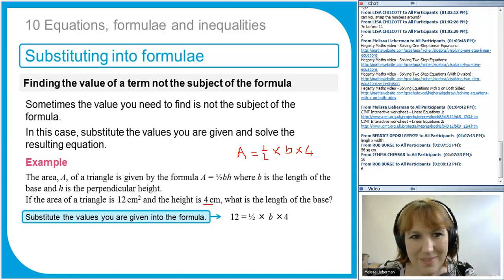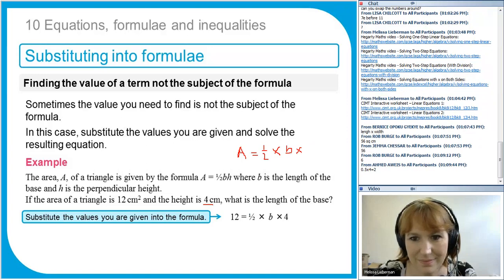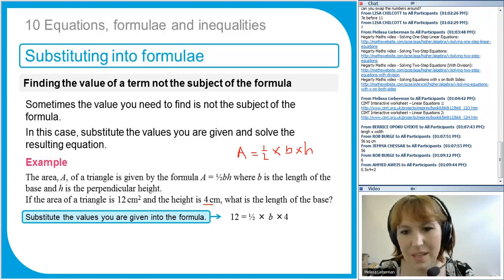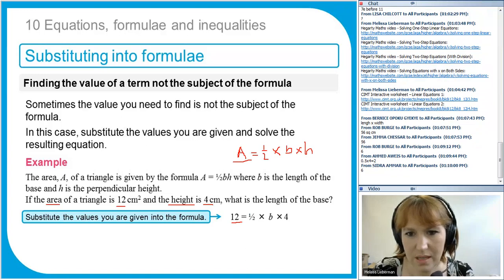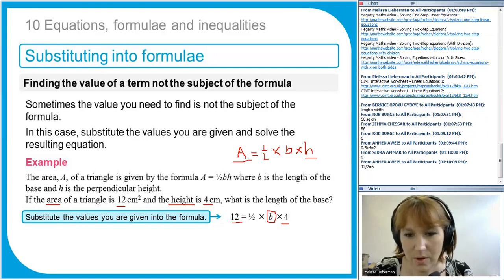So in place of H, let me just rub that out. So that's the formula. Area is half times the base times the height. Instead of A, I'm going to put 12 because that's that value there. So I put 12. And then instead of H, so that's the area, is 12 and the height is 4. So instead of H, I'm going to put 4 there. And then the thing I'm trying to find is this. So let's tidy this up now. So we've got 12 equals.